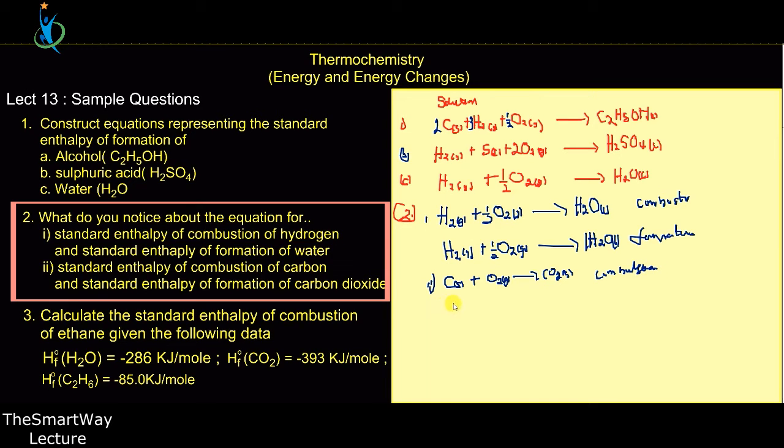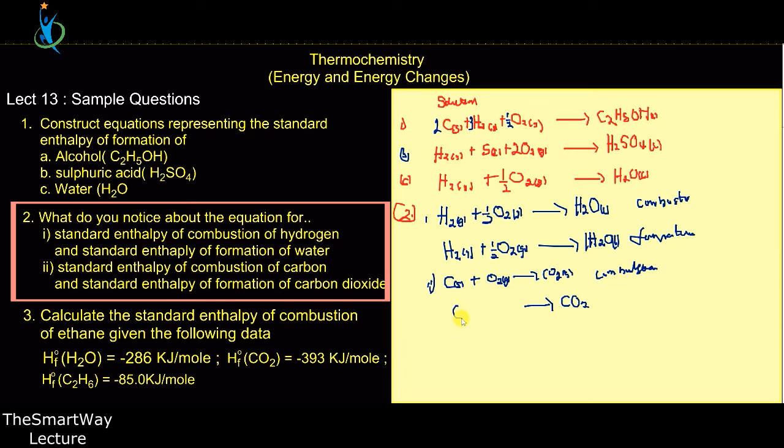And then the other one is the standard enthalpy of combustion of what? And that's the standard enthalpy of formation of what? Of carbon dioxide. So we know that for the formation reaction, we have to write the product first, because we have to write the product first for formation of carbon dioxide, so that you can know the elements that are there.